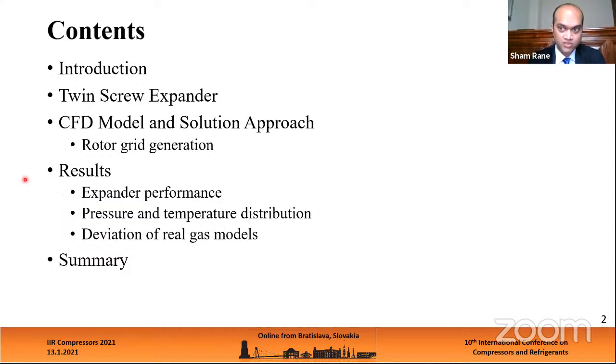Briefly, I'll go through the introduction of how real gas models could be used with the twin screw expander CFD model. A few points about the CFD model itself and the solution approach. Typically, the rotor grid generation is a critical element in this aspect. Then we will talk about the results in terms of expander performance, how they differ between the real gas models for the fluid and compared with RefProp in terms of pressure, temperature, and local property distribution. Also, what kind of deviations are observed when we use the real gas model, followed by the summary.